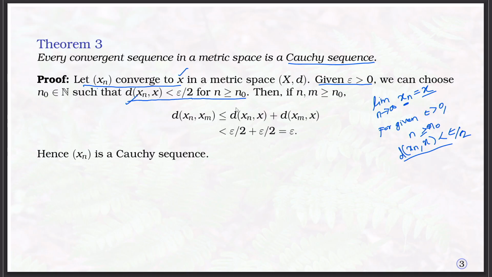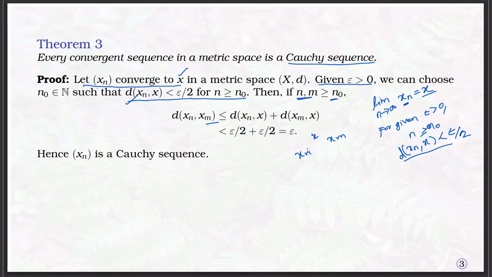Then after this, if n and m are greater than or equal to n naught, that means after the stage n naught, one can choose two states n and m. Then for the distance between xn and xm, use the triangle inequality here. Using the triangle inequality, in between xn and xm we can choose some intermediate point anywhere.